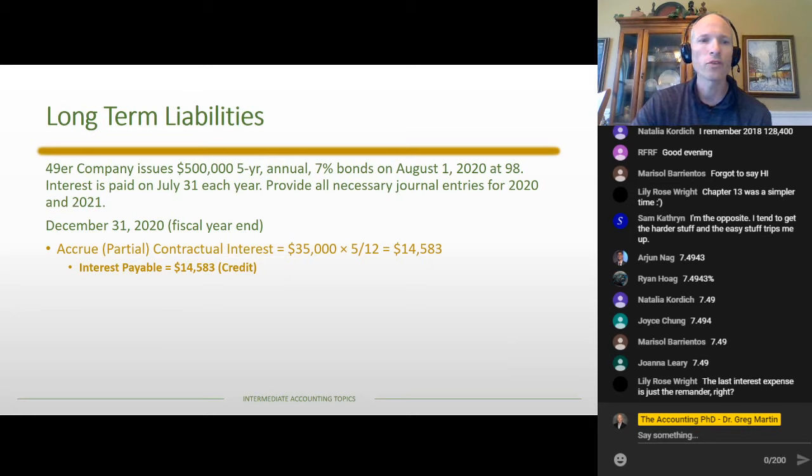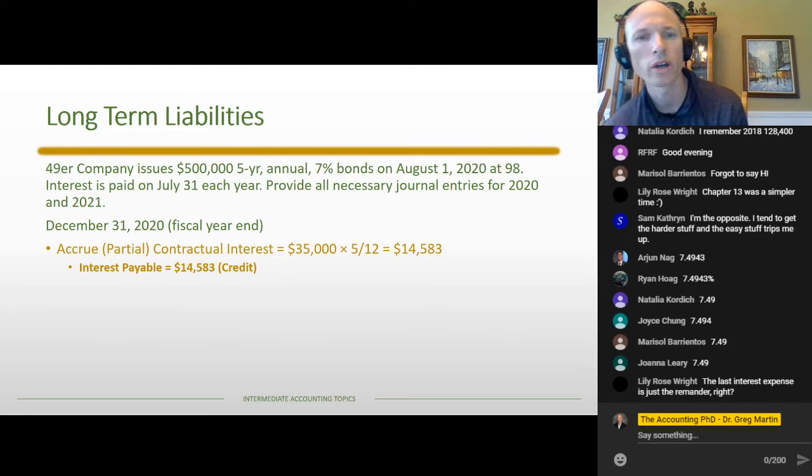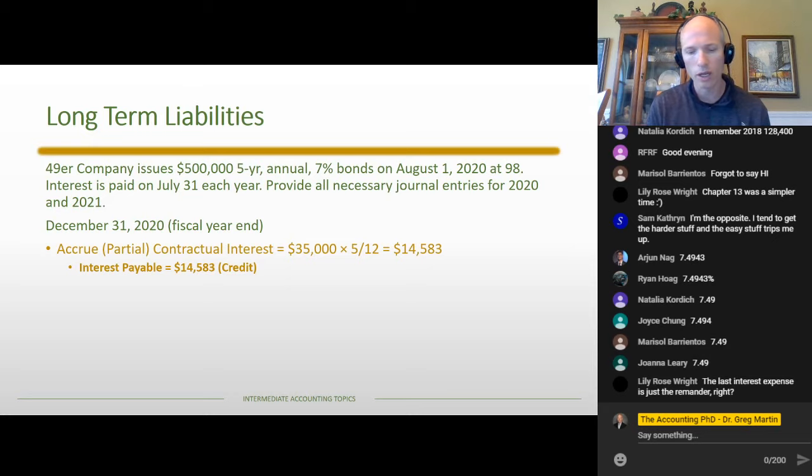All right, so now for December 31st, 2020, what we have to do at the end of the fiscal year is we do need to accrue interest. And so there's the contractual interest. Again, the contractual interest is $35,000 for a full year, but since we issued this bond on August 1st, on 12/31/2020, we only have 5 months to accrue, and so that's where we get the $14,583, and so that goes as a credit to our interest payable.